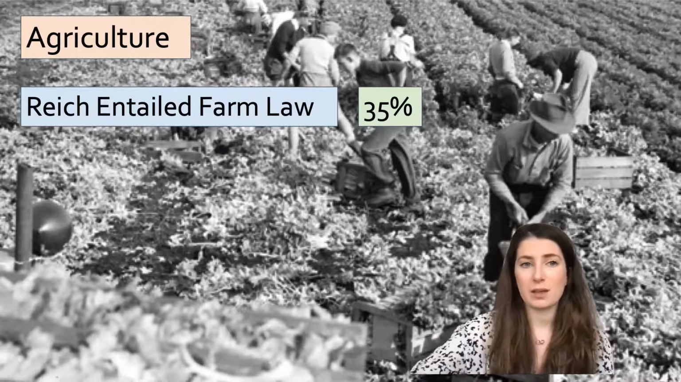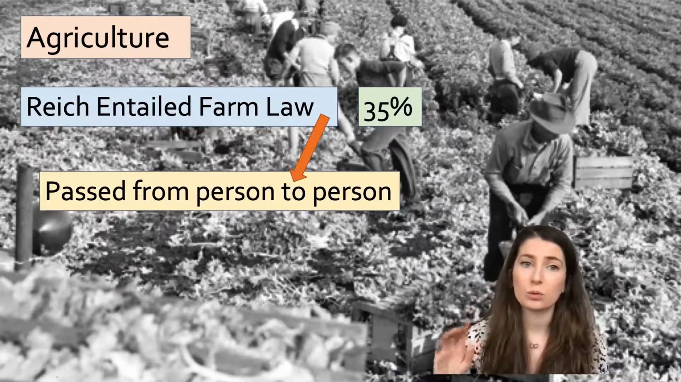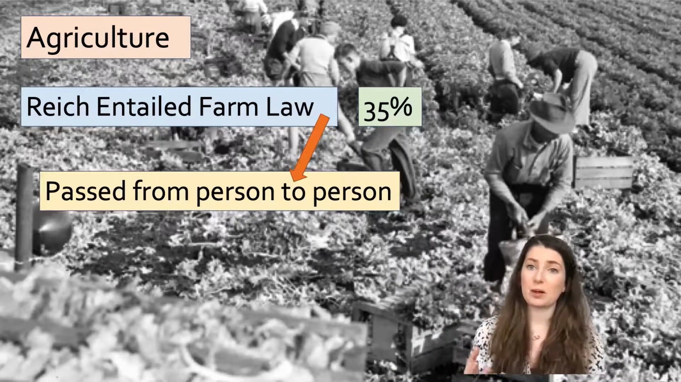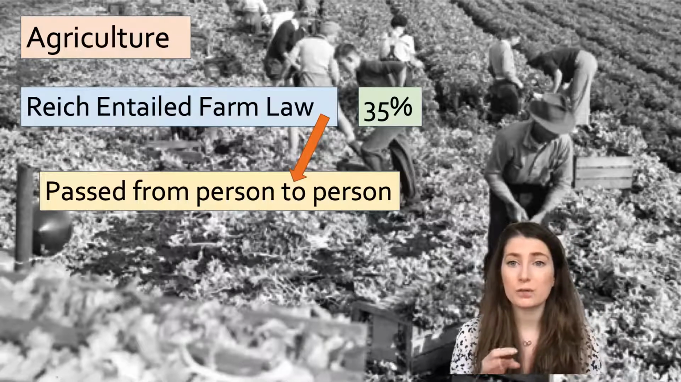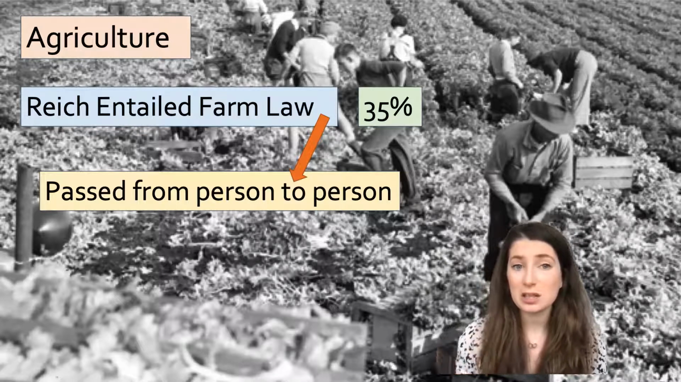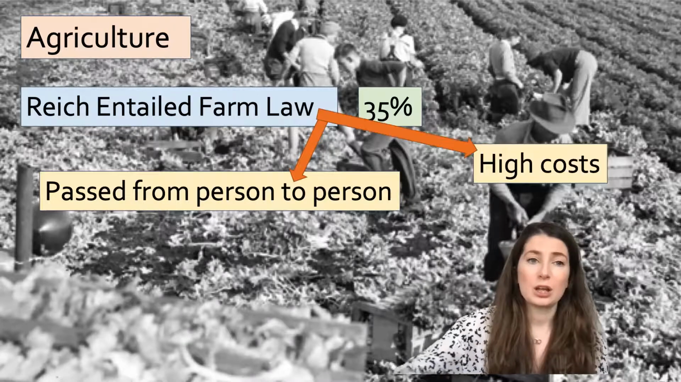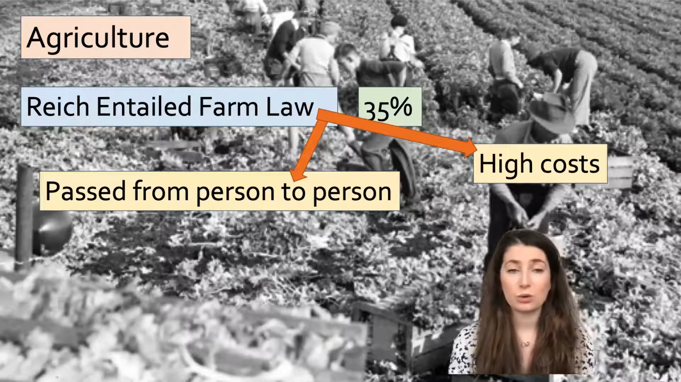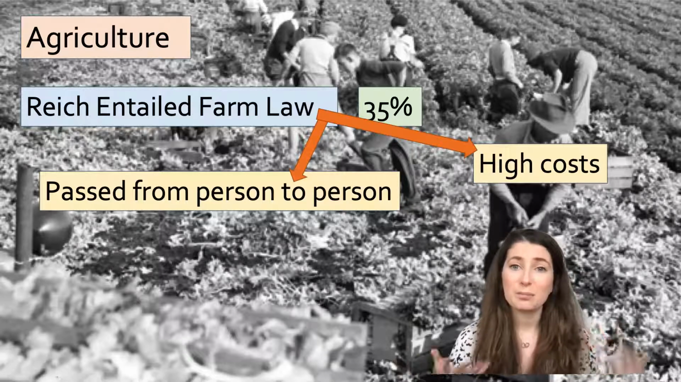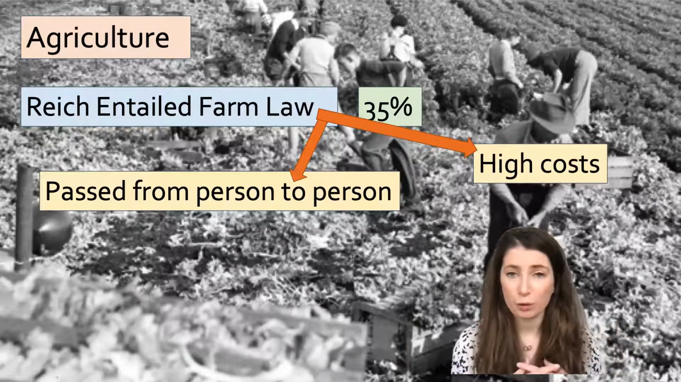Now, this meant that these farms could not be sold or mortgaged and had to be passed from person to person. In reality, what this did was tie much of the peasantry to the land and actually discouraged innovation. These peasants found it very difficult to get new loans as they could not use their farm as security. And in reality, it didn't really help farmers prosper.